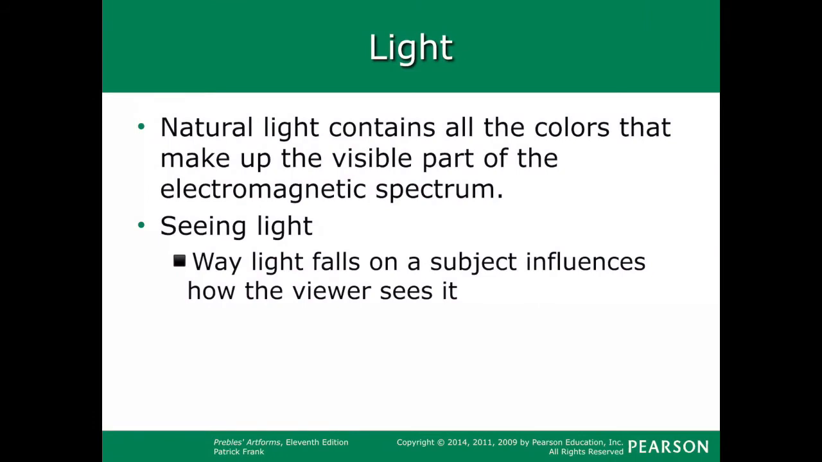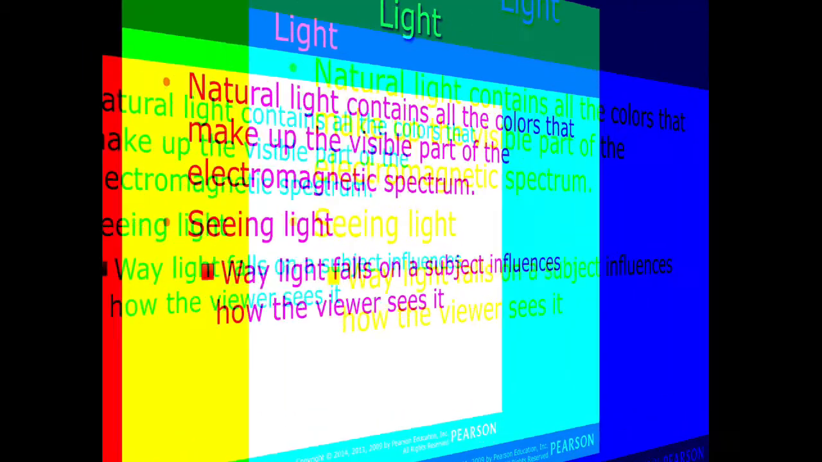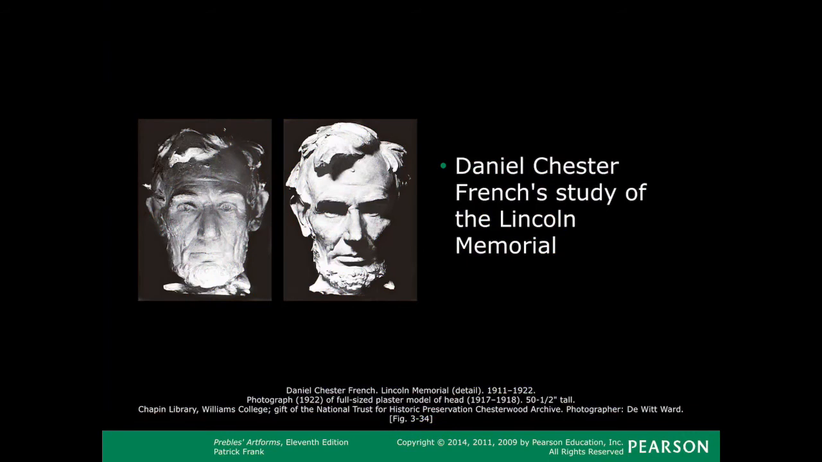We are going to talk about light now. Natural light contains all the colors that make up the visible part of the electromagnetic spectrum. When we are seeing light, the way light falls on a subject influences how the viewer sees it. And we have a work here by Daniel Chester French, the Lincoln Memorial detail, made in 1911 and 1922.